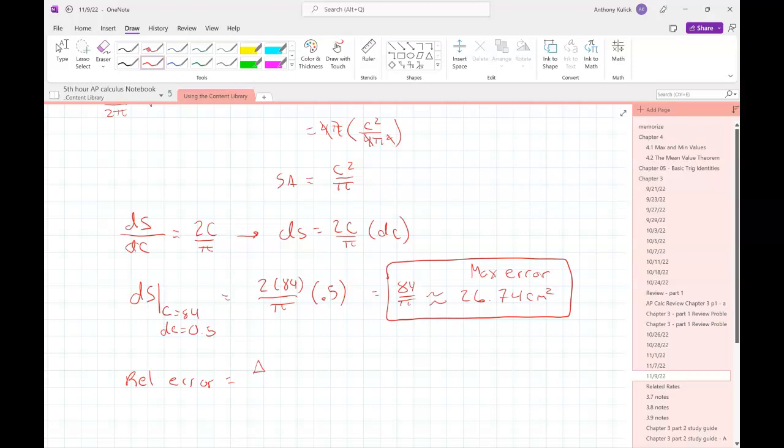And then to do the relative error, that is delta S over S, which is approximately going to be the same as dS over S. So 2c over pi dc, excuse me, divided by c squared over pi. So what's going to cancel out? What am I going to be left with? 2dc over c, right?